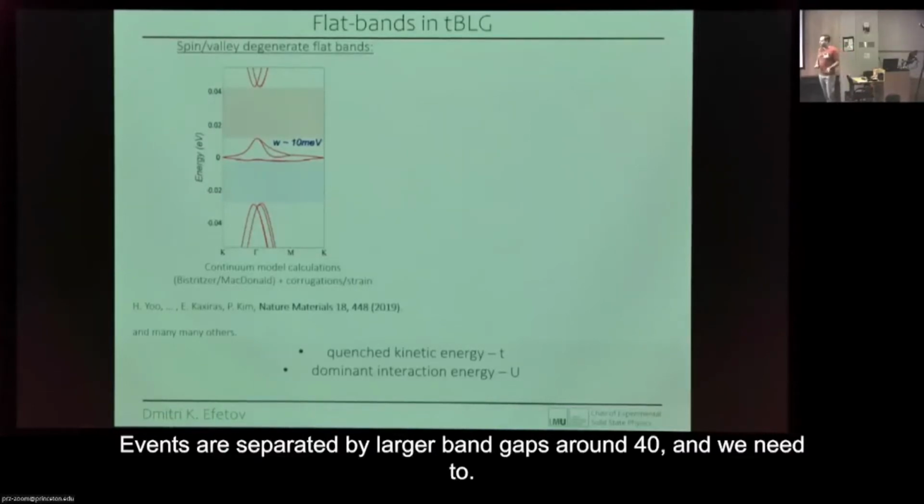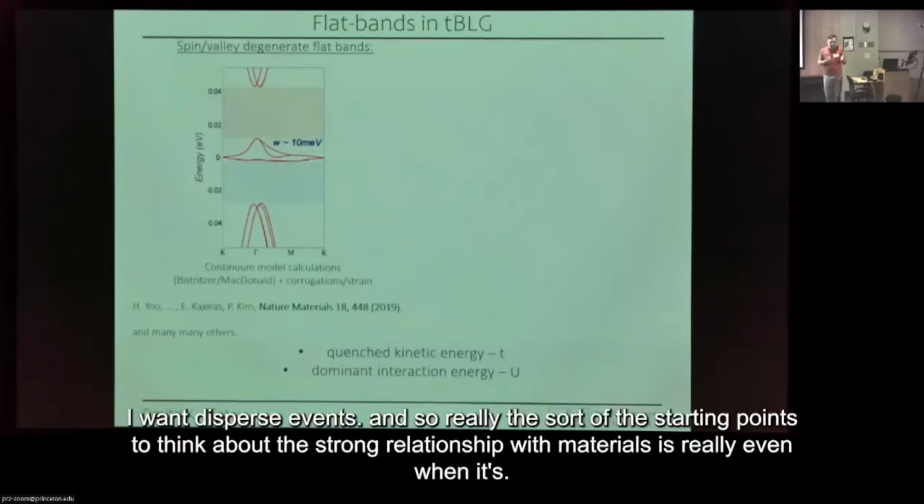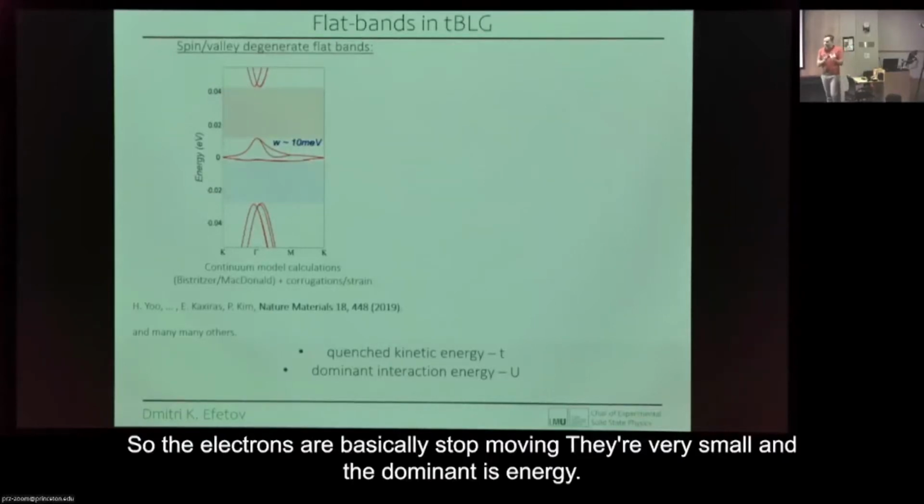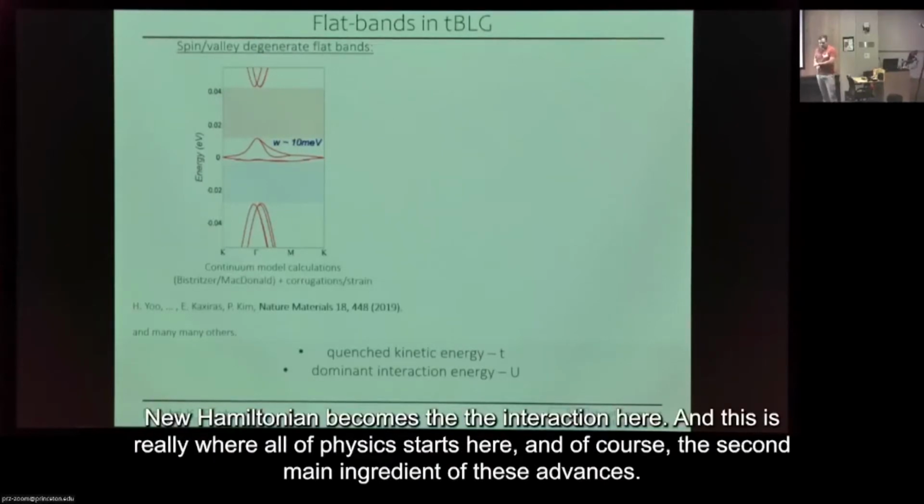And so the starting point to think about the strong correlations in these materials is given by these flat bands, because if you look at the kinetic energy in such a flat band, it goes to zero. So the electrons basically stop moving, they're very slow. And the dominant energy in your Hamiltonian becomes the interaction energy. And this is really where all the physics starts here.